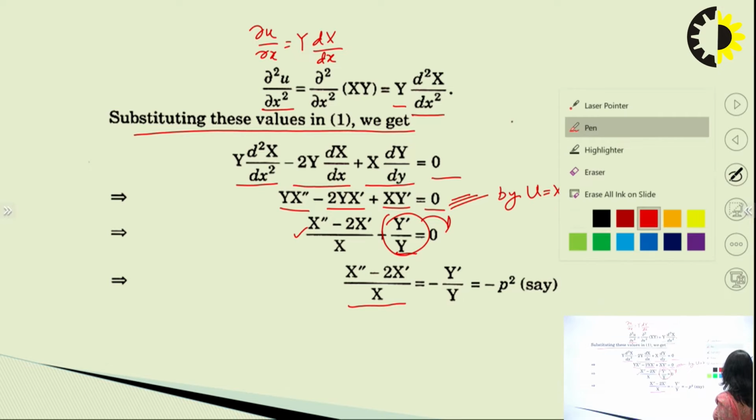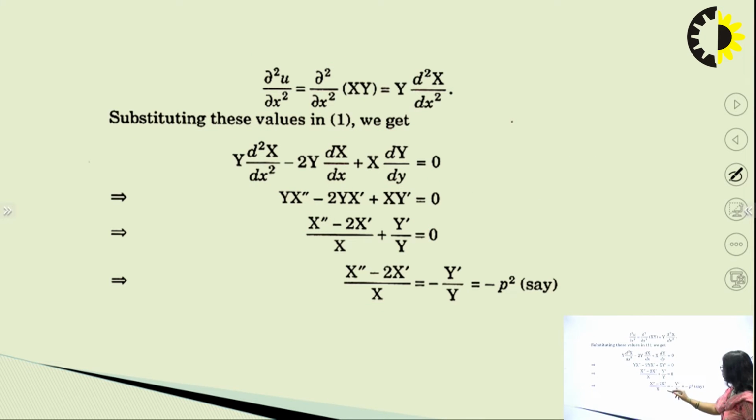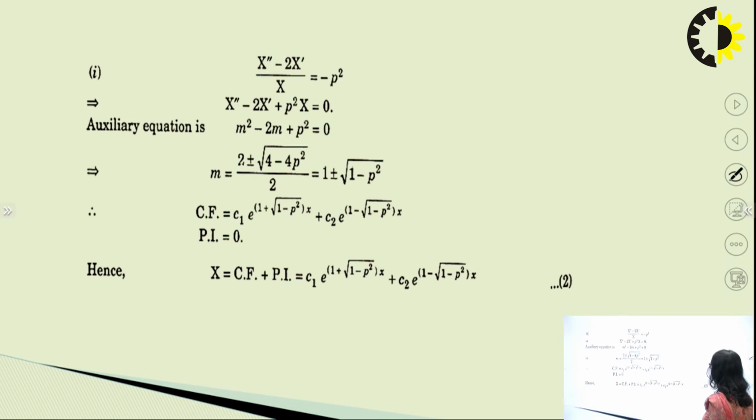So again I'll take both the ratios, since these are equal, I'll consider them as equal to minus p square. And this ratio on considering equal to minus p square, I'll solve them one at a time. So the first one, x double dash minus 2x dash upon x equal to minus p square, gives me x double dash minus 2x dash plus p square x equal to 0.